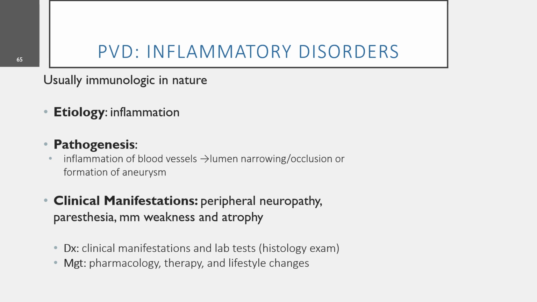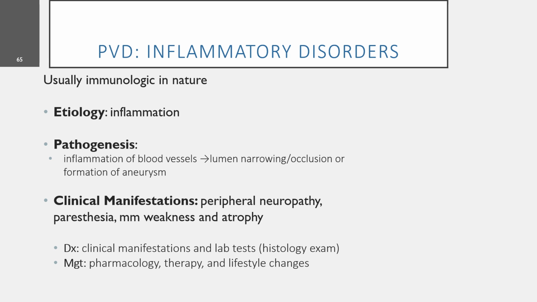Inflammatory disorders associated with peripheral vascular disease are usually immunologic in nature, involve inflammation of blood vessels, and are often accompanied by thrombus formation, vasospasm, and can progress to end-stage organ damage if untreated. Vasculitis is inflammation of the arteries and veins causing vessel damage and luminal changes that impair blood flow.